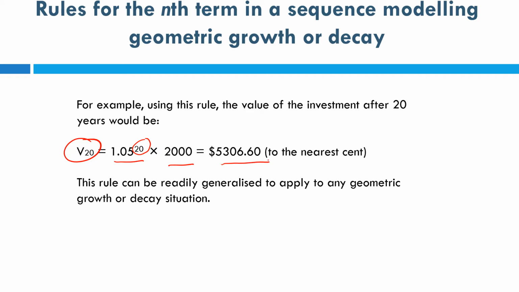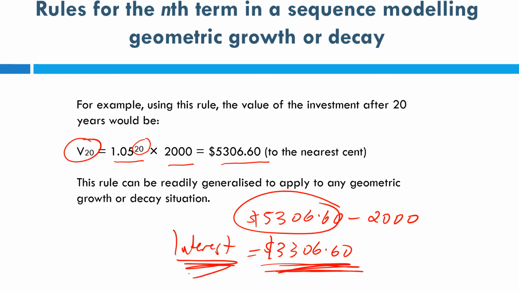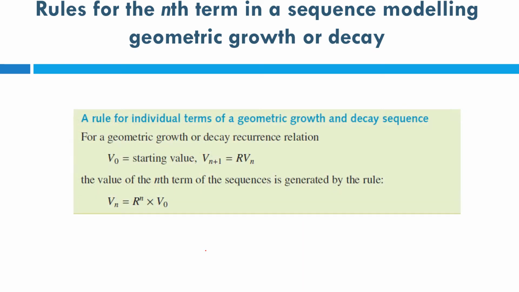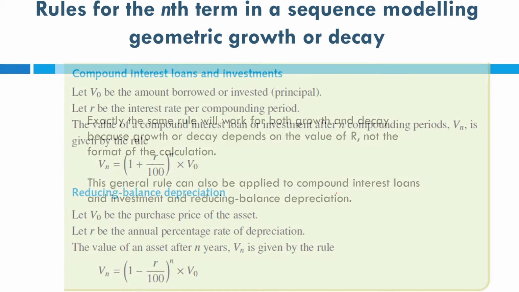If we wanted to work out how much interest it had made in that time, we would have to take 2,000 away from $5,306.60. So it's really important to see what the question is asking. If it's asking us to find out how much is in there after 20 years, well, it's $5,306.60. If we were just asked to calculate the interest, we'd have to take out what we put in there first. So that is the rule. You've seen this before anyway, but it's there for you to have a look at, and let's have a look at some examples to work with.